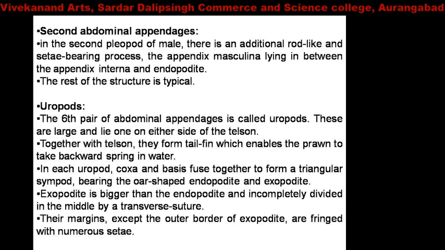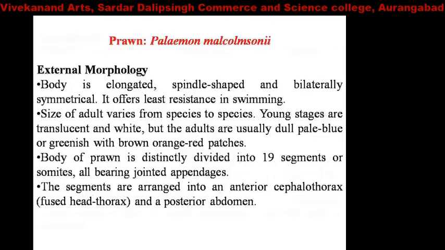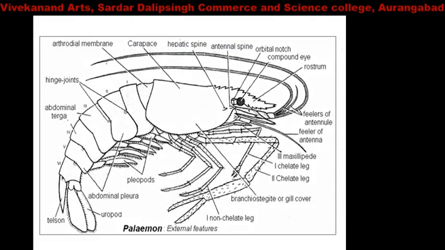So, this is all about the cephalothoracic and the abdominal appendages of this prawn. So, prawn is one of the well-studied arthropod organisms. They have jointed legs. Each and every leg appendage has its own function.